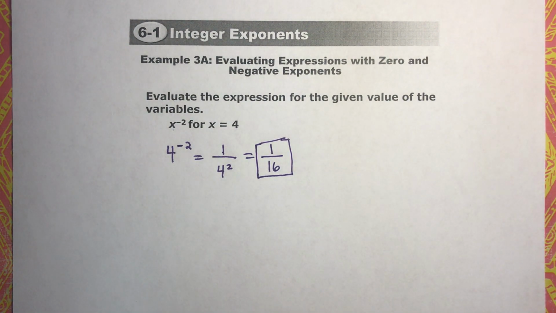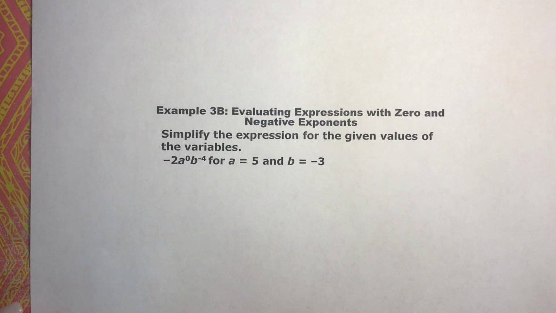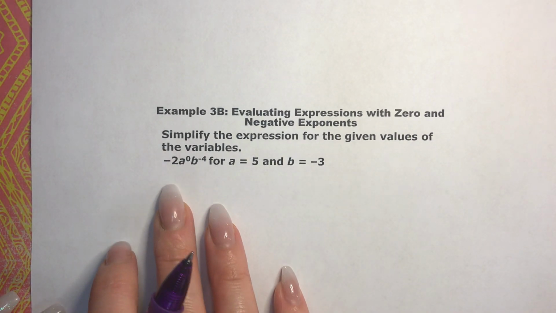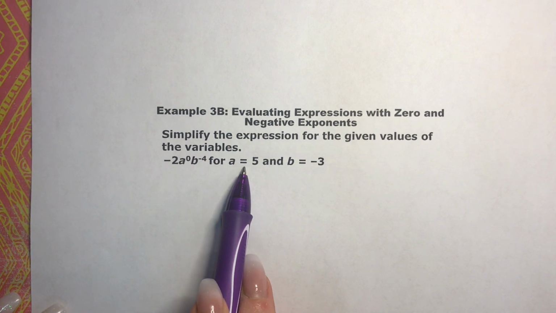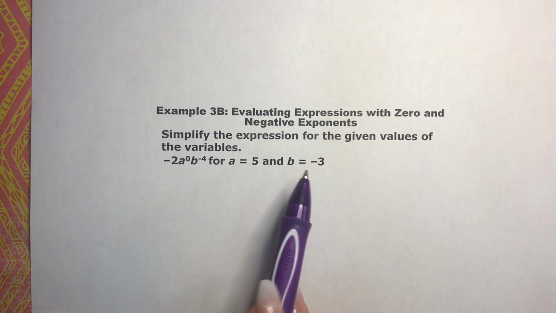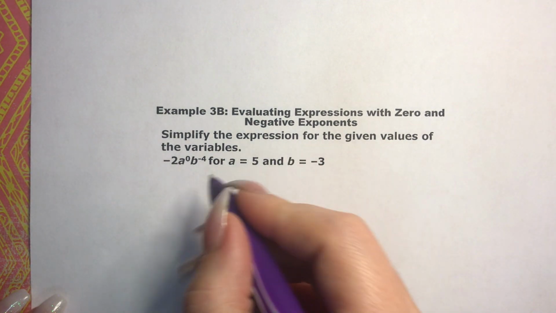Okay? Perfect. All right, let's look at example 3b. We're going to do the same thing, simplifying the expression. So now we have negative 2, a to the 0 power, b to the negative 4 for when a is equal to 5 and b is equal to negative 3. So we're going to substitute all of these values into this expression.